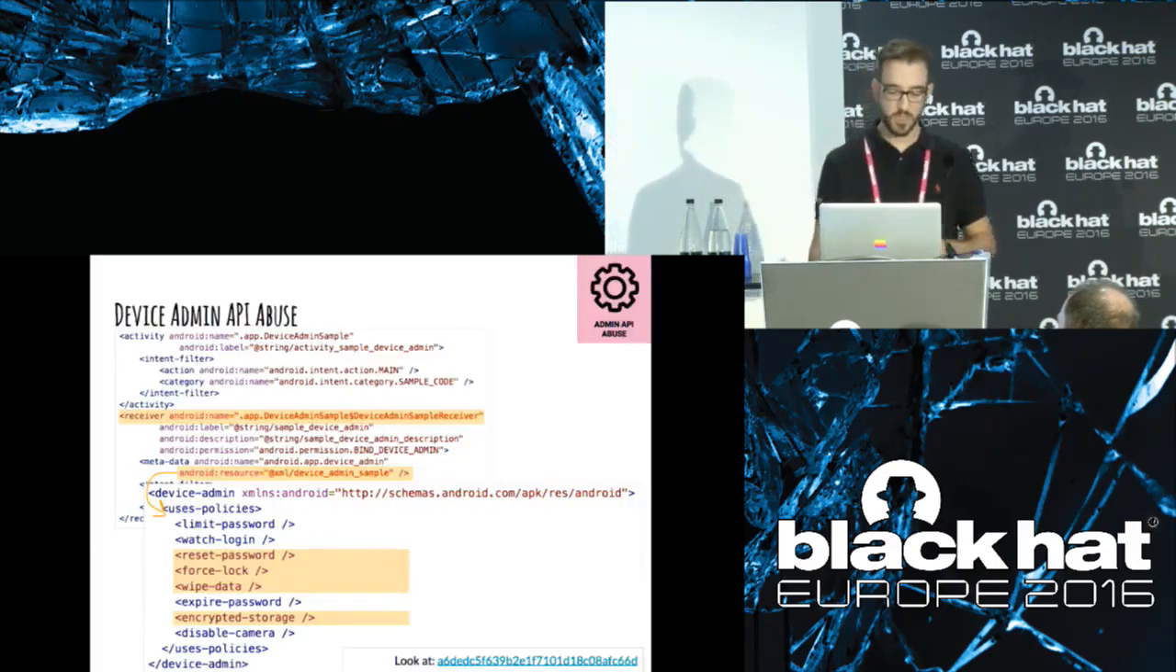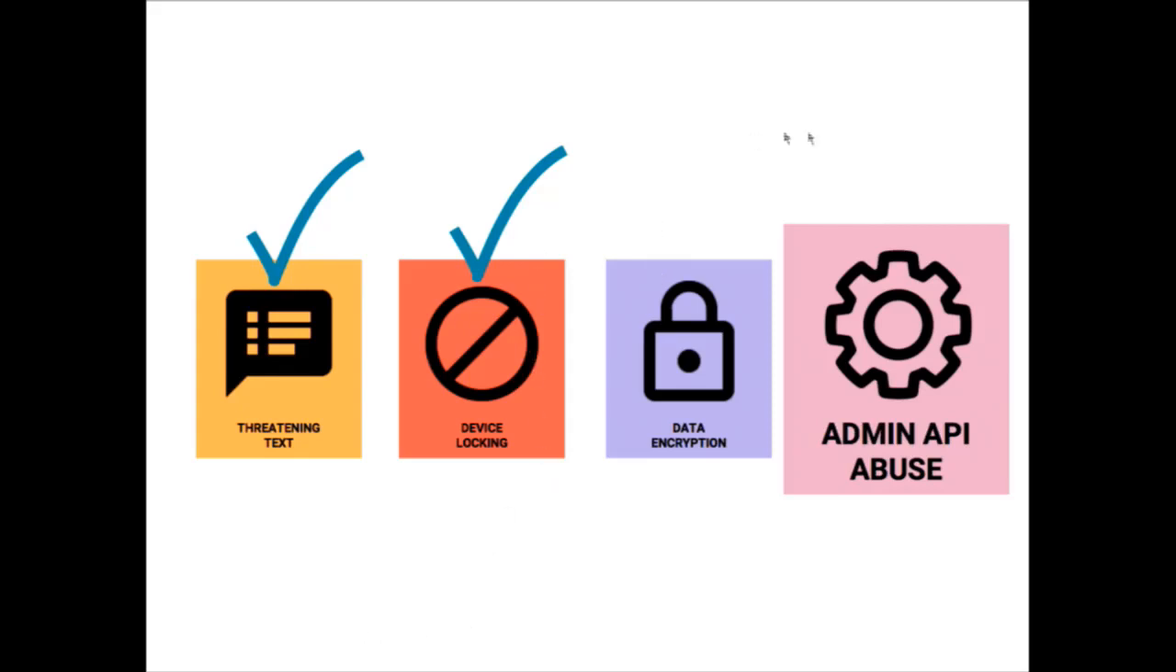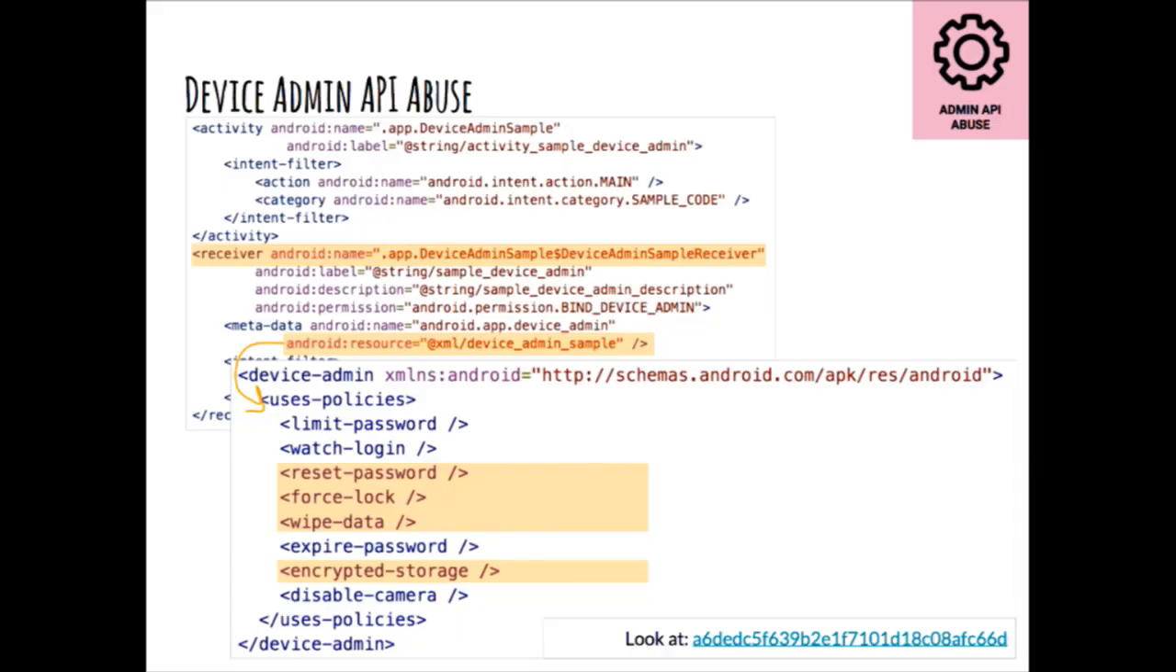I'm sorry. Let's move to, I'm going to skip encryption for a second. I want to move to the second most important device locking mechanism, that is admin API abuse, because we have seen it abused also in other families of malware outside ransomware. It's gaining a lot of popularity. So as I anticipated, we need to find if the manifest defines a receiver which asks for the bind device admin permission. And if that is the case, we also need to check whether there is a separate file. In this case, it is the device admin sample XML file, which is defining the policy that the application would like to implement.